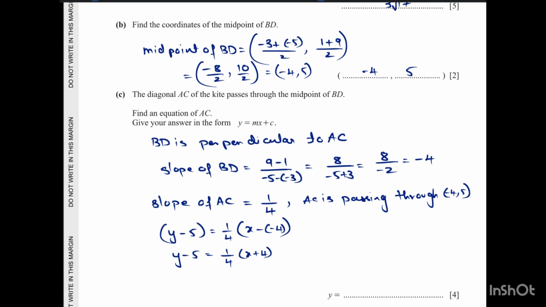Bringing minus 5 to the right hand side, y is equal to 1 by 4 into x plus 1 by 4 into 4 plus 5. So your answer is y is equal to 1 by 4x plus 1 plus 5, that is 1 by 4x plus 6. So y = 1 by 4x plus 6 is the equation.